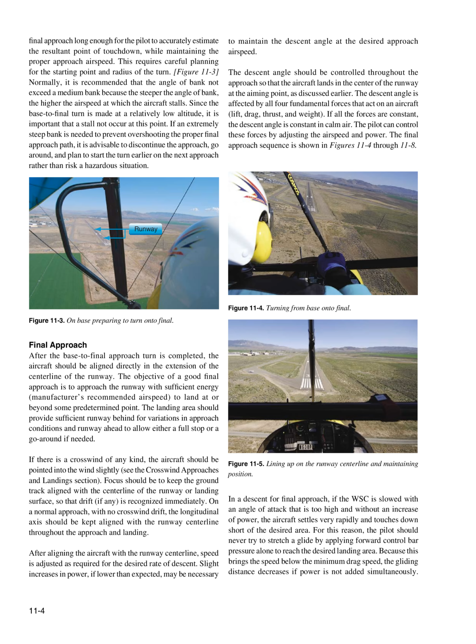On a normal approach, with no crosswind drift, the longitudinal axis should be kept aligned with the runway centerline throughout the approach and landing. After aligning the aircraft with the runway centerline, speed is adjusted as required for the desired rate of descent. Slight increases in power, if lower than expected, may be necessary to maintain the descent angle at the desired approach airspeed. The descent angle should be controlled throughout the approach so that the aircraft lands in the center of the runway at the aiming point, as discussed earlier.